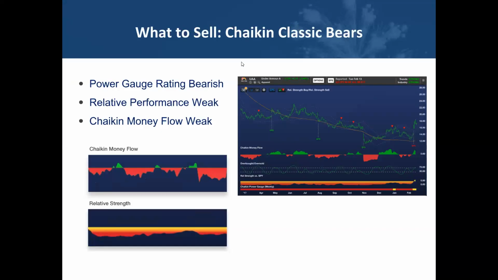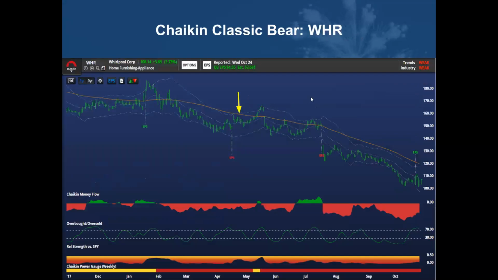And the stocks to avoid, the stocks you want to sell from your portfolio if you own them, you want to avoid them if you're potentially looking at them, or even look for opportunities on the bearish side. These are the stocks that we refer to as Chaikin classic bears. These stocks have a bearish or a very bearish Chaikin power gauge rating. They have weak relative strength, meaning they're underperforming the market, and they have weak Chaikin money flow. And a really great example of that throughout 2018 has literally been a household name, Whirlpool Corp.